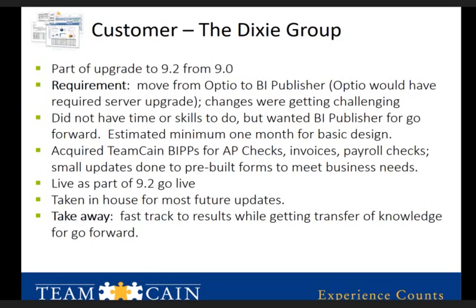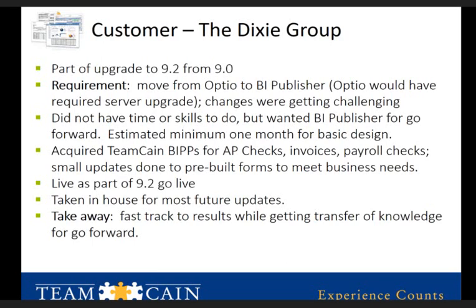So Dixie Group, we worked with on their upgrade from 9.0 to 9.2. On their side, they wanted to move away from Optio to BI Publisher. If they maintained Optio, they needed to do a server upgrade for it. Also, the changes they were looking to do as they grew JD Edwards and grew their level of sophistication were getting a lot more challenging. They didn't have the skills to take care of this, either in Optio or in BI Publisher, but they wanted to deprecate Optio and pick up BI Publisher and pick up the skills to be able to take care of it themselves. Their estimate for the checks was 1 month to do the basic design.